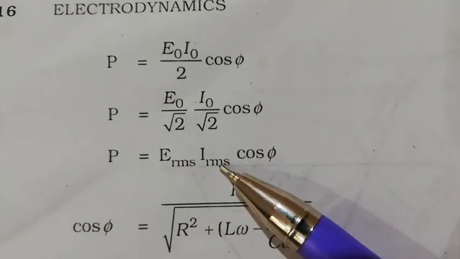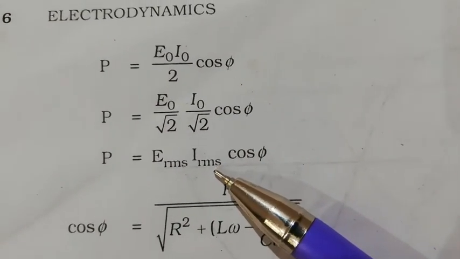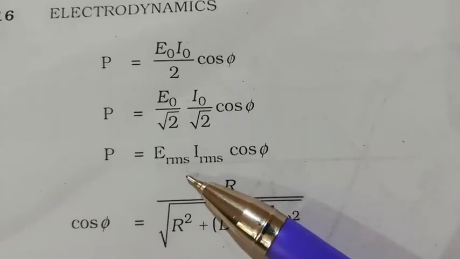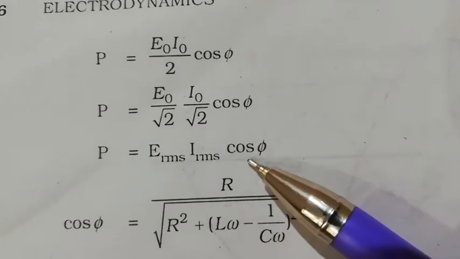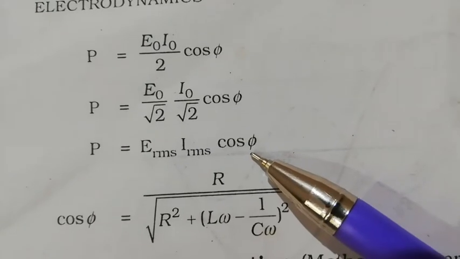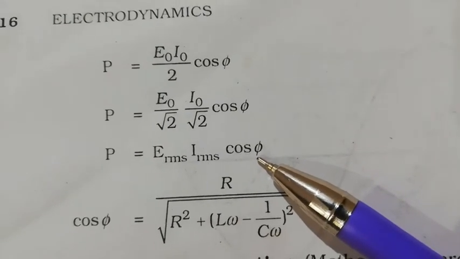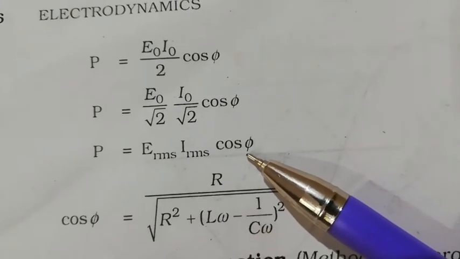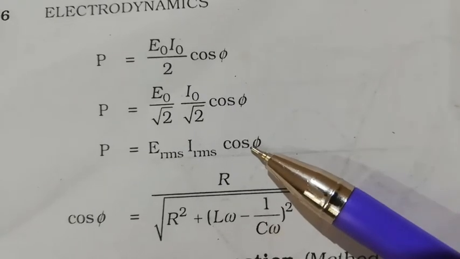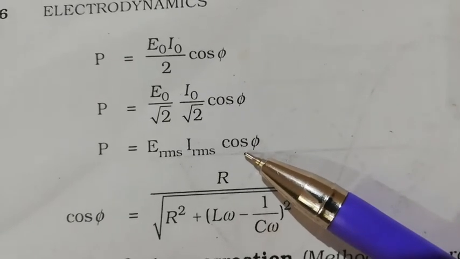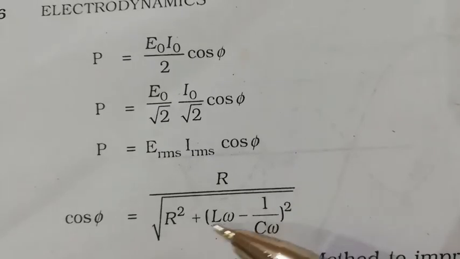So you all remember that the power dissipated, or the average power developed, in a CR, LR and also LCR circuit is the same by equation, that is E_RMS I_RMS into cos phi. But the difference is in the cos phi. In case of an LR circuit, it is R by root of R square plus XL square. For CR, it is R by root of R square plus XC square, and this is the cos phi term.